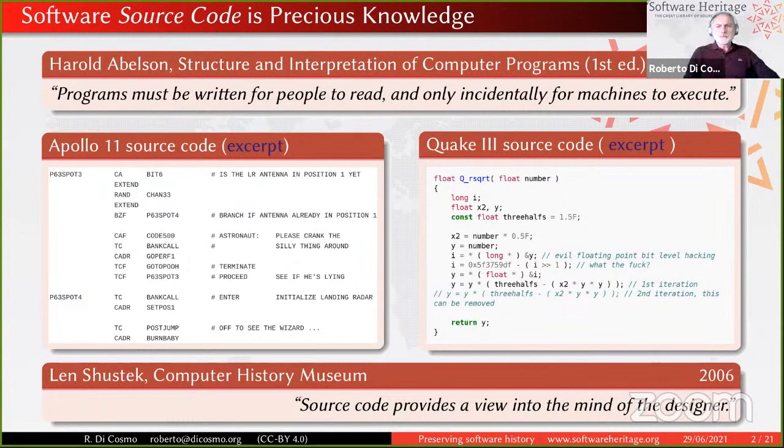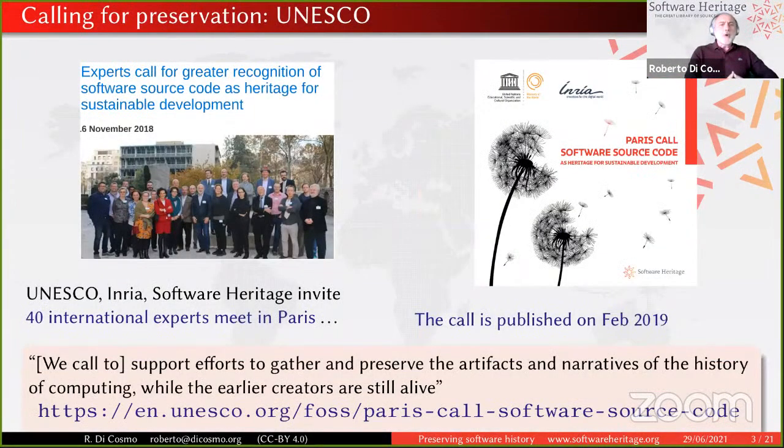Okay, and so it is important actually to recognize that inside this source code, there is precious knowledge, and this precious knowledge must be preserved. If you look at what happened a couple of years ago, a group of experts met at UNESCO, under invitation from UNESCO on one side and Software Heritage on the other, to discuss the relevance of source code for our society globally. And this led to this Paris Call on software source code, which was published in February 2019.